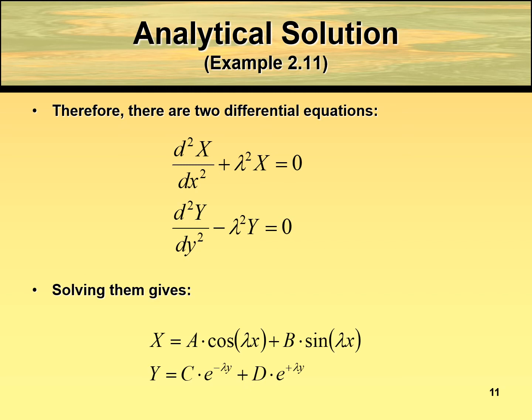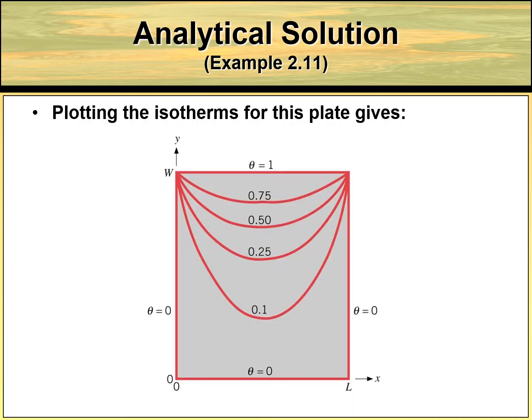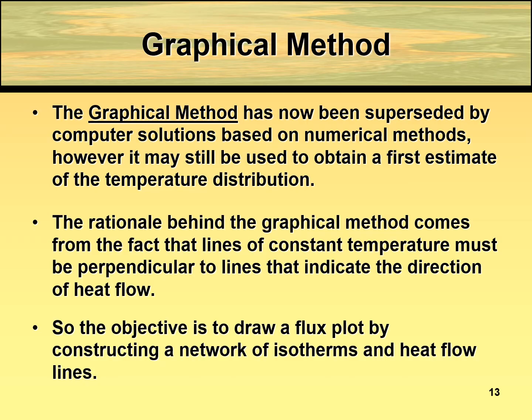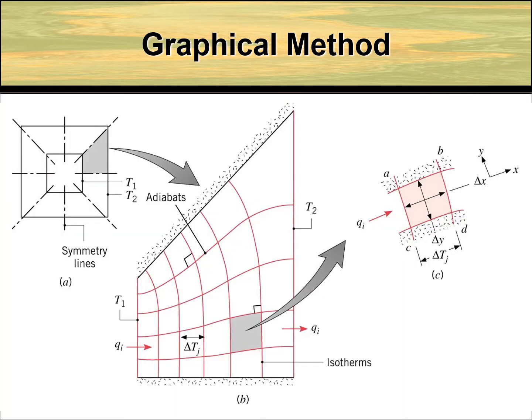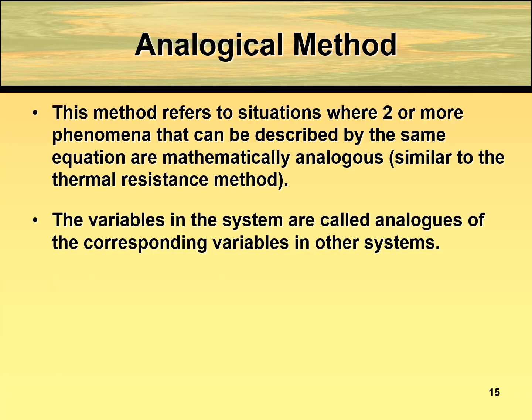So if you want to solve them, that will give you an analytical solution, which will give you a graphical output in this form. So a graphical method is also there, right? It has now been superseded by computer solutions. So you can see that the rationale behind the graphical method comes from the fact that lines of constant temperature must be perpendicular to lines that indicate the direction of heat flow, right? So you can actually draw a flux plot by constructing a network of isotherms and heat lines as shown here, right? So this is the graphical method.